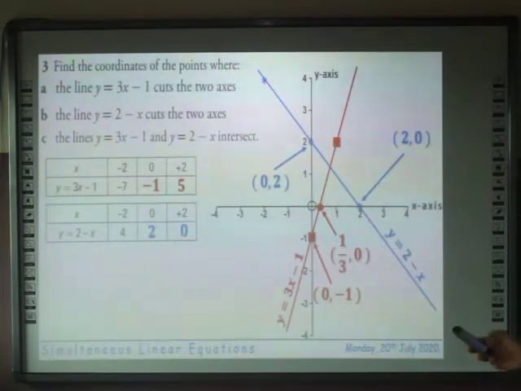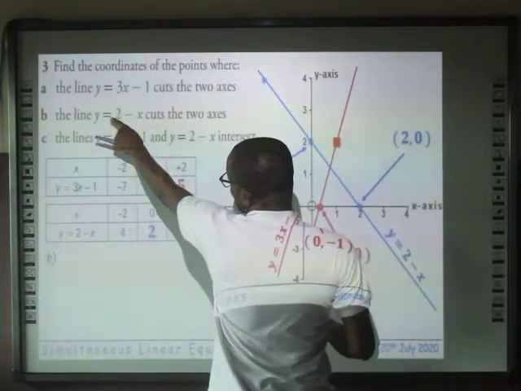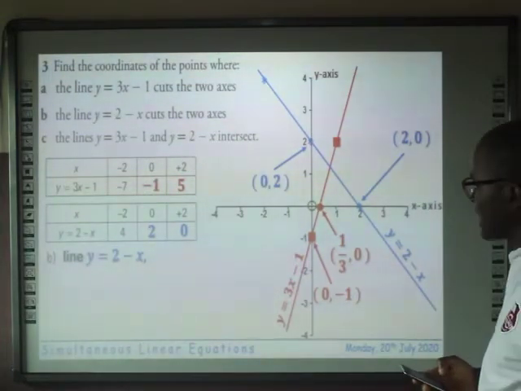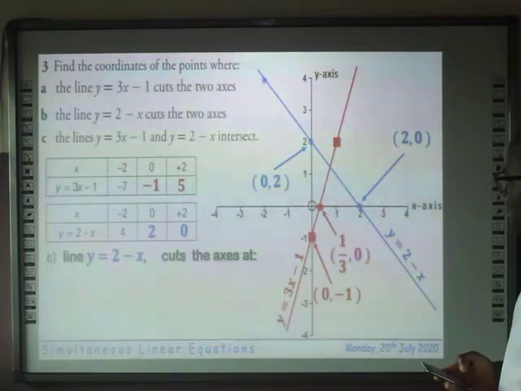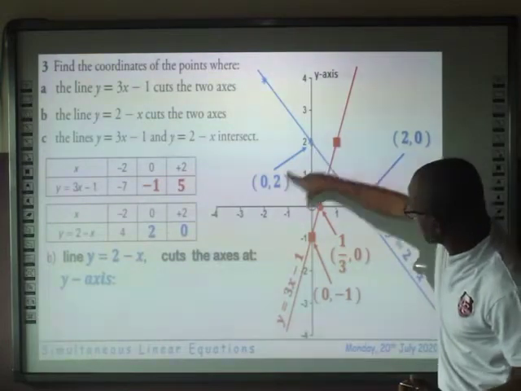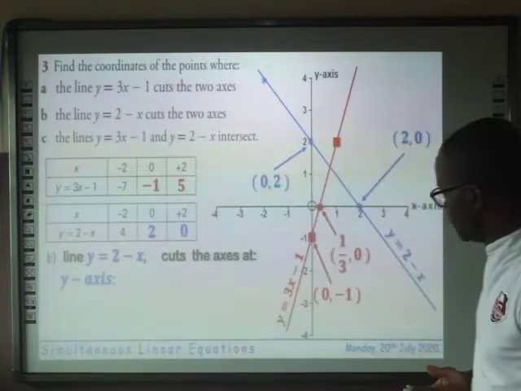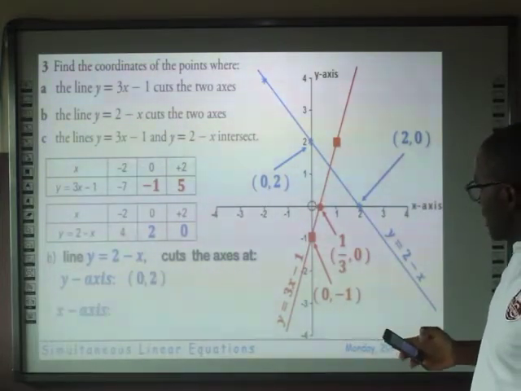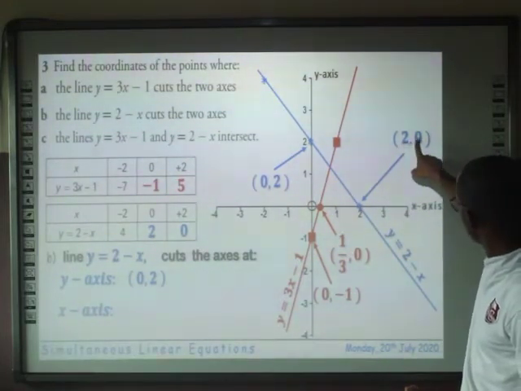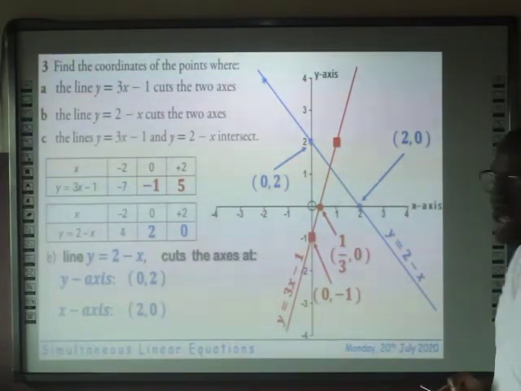So for the line y is equal to 2 minus x, and this is answering the B part of the question now. When the line y is equal to 2 minus x cuts the two axes, it cuts the y-axis, that's the blue line, at that point with the coordinate 0, 2, where the x-coordinate is 0 and the y-coordinate is 2. And then it cuts the x-axis at that point with coordinate 2, 0, where the x-coordinate is 2 and the y-coordinate is 0. There you go. And that answers the B part of the question.